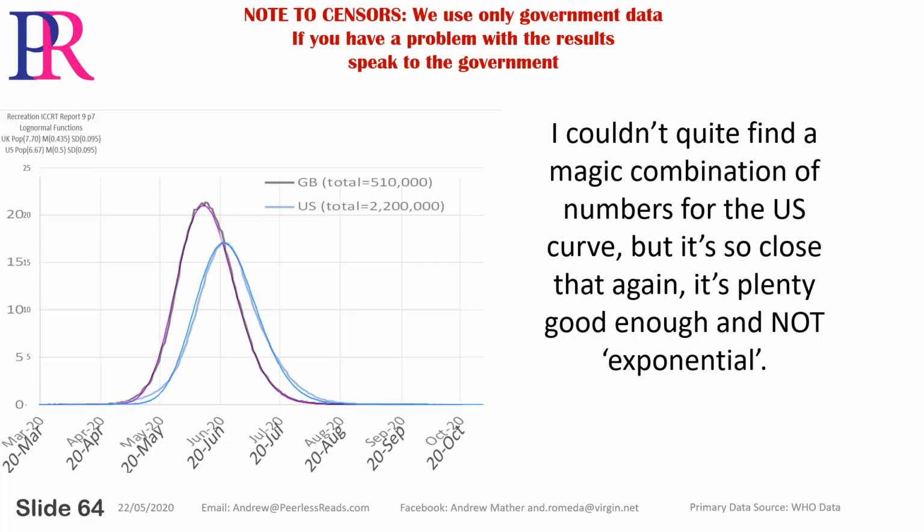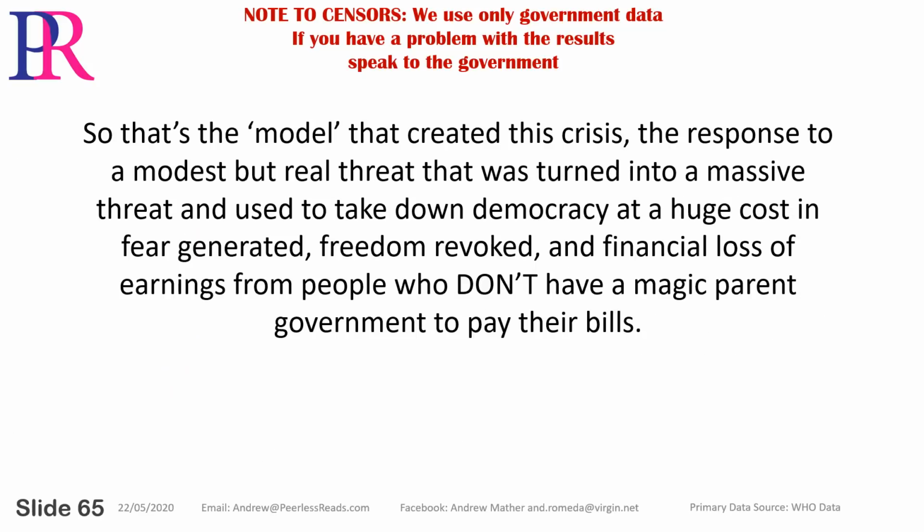I couldn't quite find a magic combination of numbers for the US curve, but it's so close that again it's plenty good enough and not exponential. So that's the model that created this crisis, the response to a modest but real threat that was turned into a massive threat and used to take down democracy at a huge cost in fear generated, freedom revoked and financial loss of earnings from people who don't have a magic parent government to pay their bills.